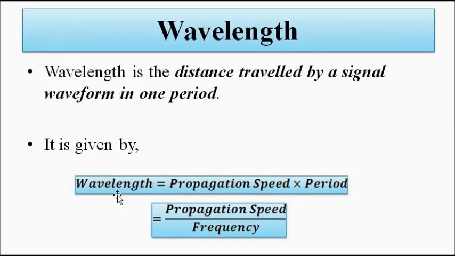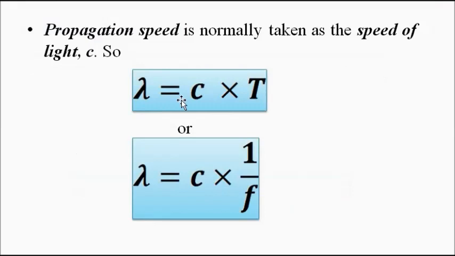Okay, so wavelength can be calculated mathematically as the propagation speed of the wave multiplied by the time period. So it is a basic distance, time, speed calculation. Distance is equal to speed into time. In a similar way we can calculate this, that is, the wavelength is speed into time.